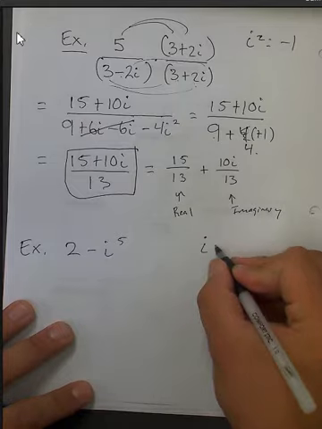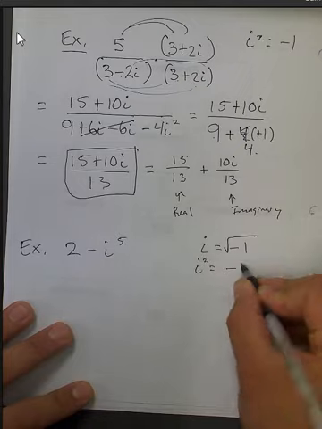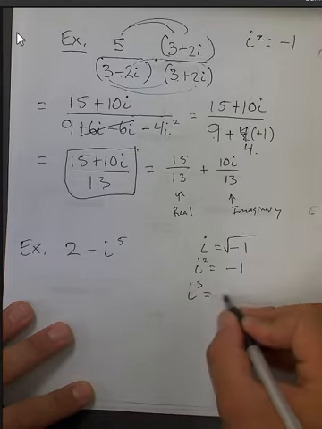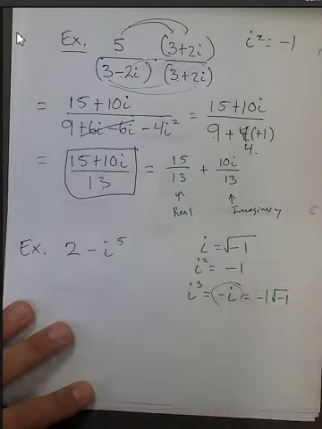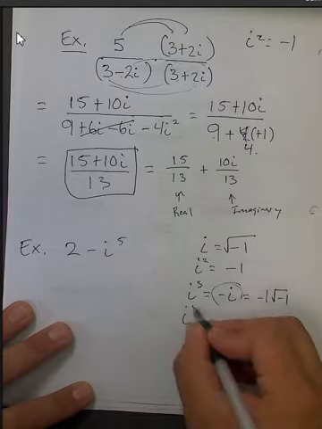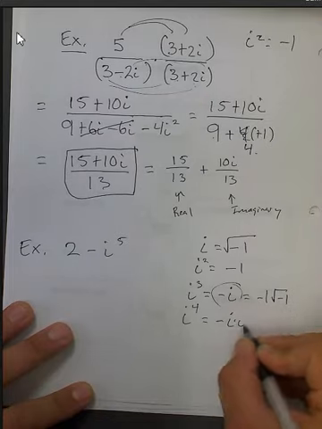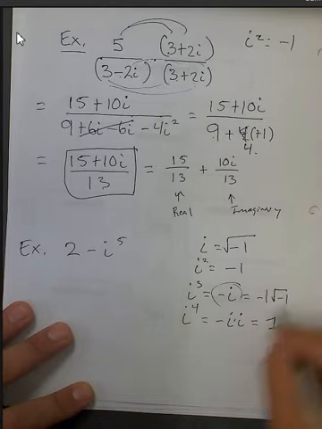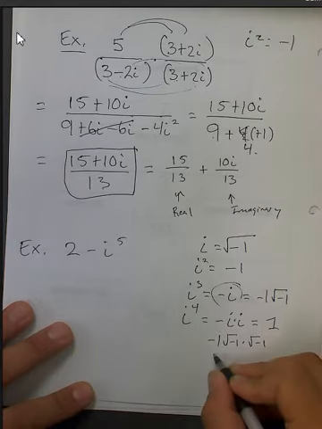i is equal to square root of negative 1. i squared is equal to negative 1. i cubed would be negative 1 times the square root of negative 1, so that's negative i. And then i to the 4th would be negative i times i, which would make it equal to positive 1, because negative 1 times the square root of negative 1 times the square root of negative 1 would make negative 1 times negative 1, 1.